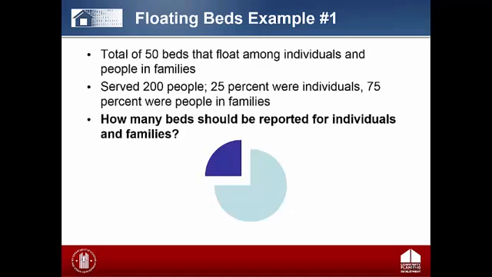Here is an example of a program that has floating beds. St. Mary's Emergency Shelter has a total of 50 beds that float among individuals and persons in families. During the AHAR reporting period, the program served 200 people, 25% were individuals, and 75% were persons in families. How many beds should be reported for individuals and families?